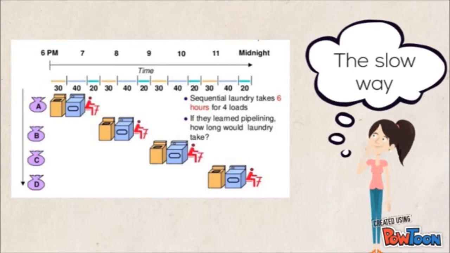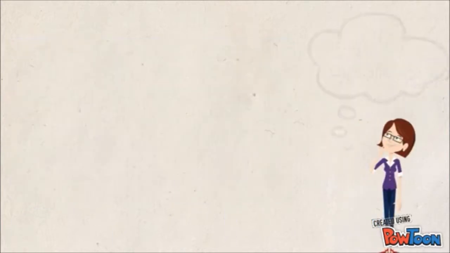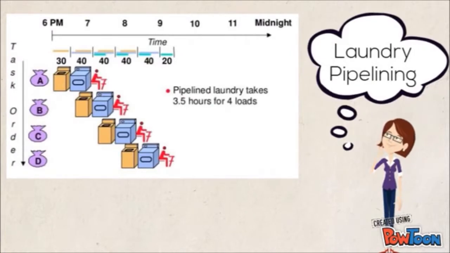From the figure, it shows that the sequential laundry takes 6 hours for 4 loads. For the pipeline laundry, it takes 3.5 hours for 4 loads, and it is multiple tasks operating simultaneously using different resources. It doesn't help the latency of a single load, but it helps the throughput of the entire workload.